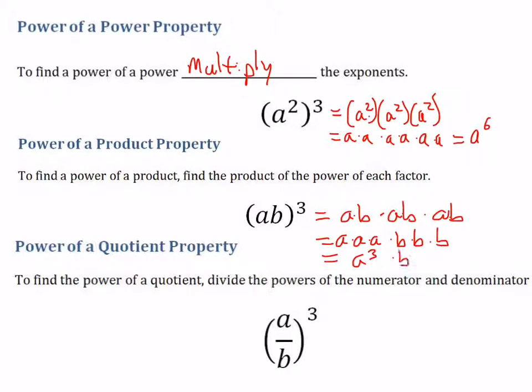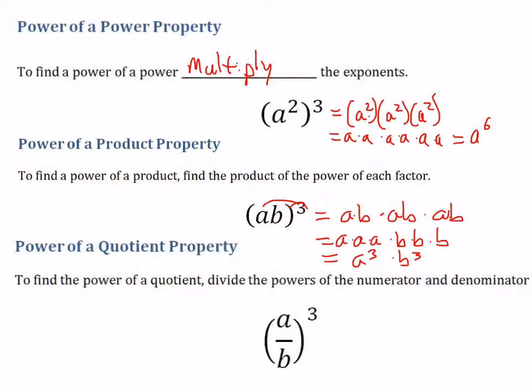That's a to the 3rd times b to the 3rd. So this exponent really applied to both. So to find a power of a product, this is a product in here, we're going to find the product of the power of each. In other words, the power gets applied to each. It's not really distribution, but in a way you can kind of think of it like it is.